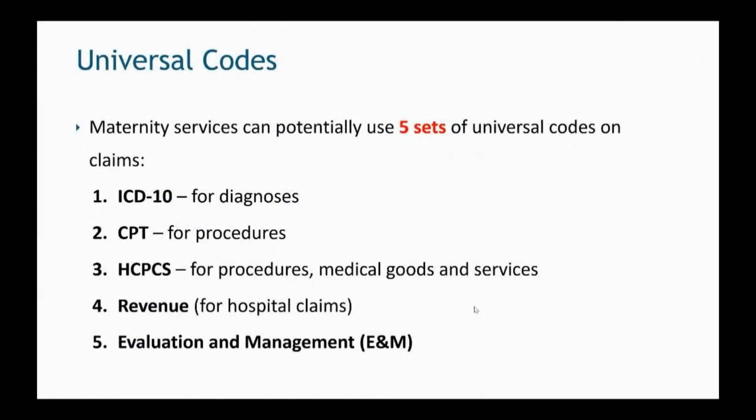Okay, let's look at universal codes. Maternity services can potentially use 5 sets of universal codes on claims. ICD-10, and it used to be ICD-9, now it's ICD-10, and that's for diagnoses. CPT, and that's for procedures. HCPCS, and that's for procedures, medical goods, and services. We'll explain all this in a minute. Revenue codes, and that's just for hospital claims. And then evaluation and management codes, we call those E&M.